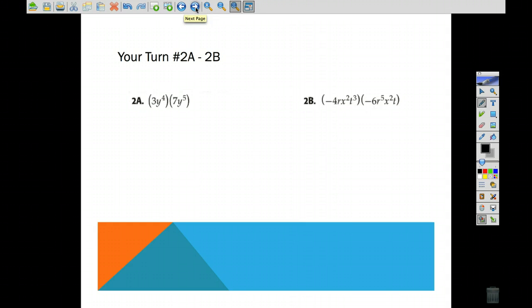Okay, so go ahead and try your turn, numbers 2a and 2b. Remember, big numbers you multiply, small numbers you add. Okay, go ahead, try those two and come back when you're done.